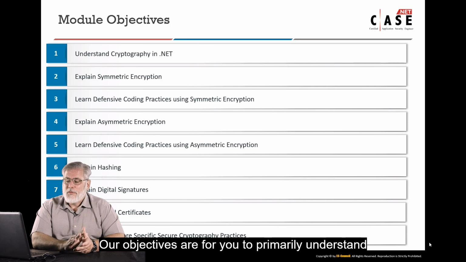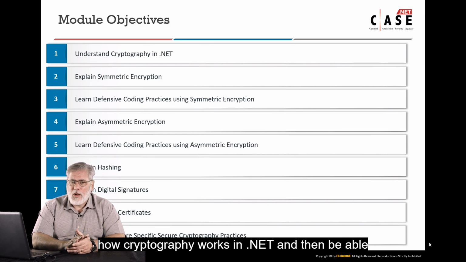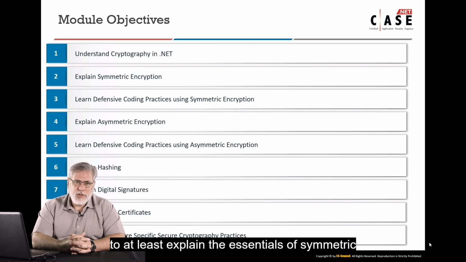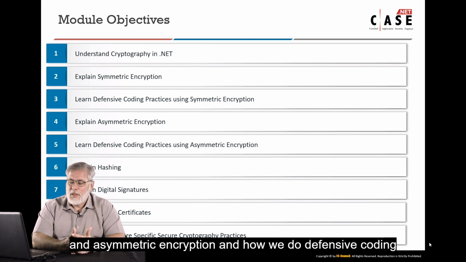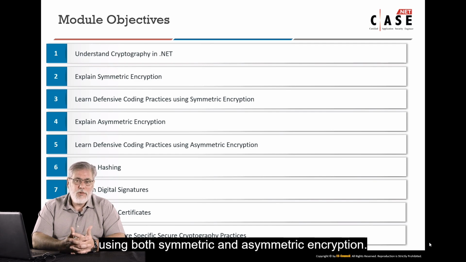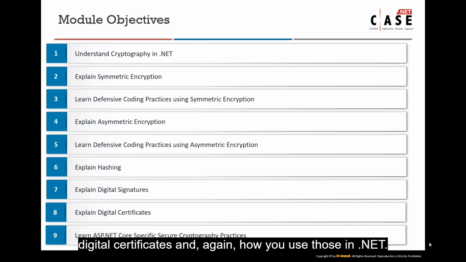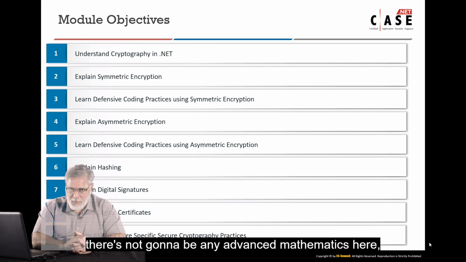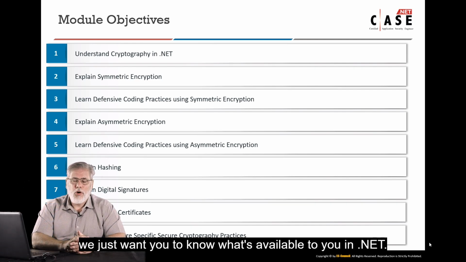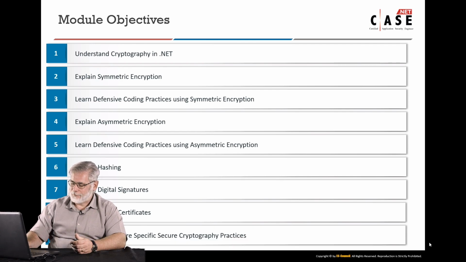Our objectives are for you to primarily understand how cryptography works in .NET and then be able to at least explain the essentials of symmetric and asymmetric encryption and how we do defensive coding using both symmetric and asymmetric encryption. We'll also be explaining hashing and digital signatures, digital certificates, and again how you use those in .NET. Our focus is not on making you a cryptographer. There's not going to be any advanced mathematics here. We just want you to know what's available to you in .NET.